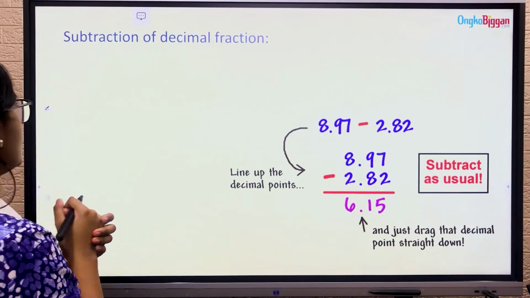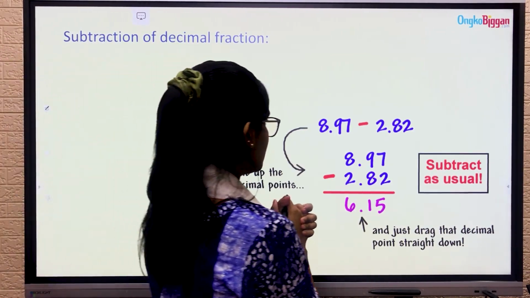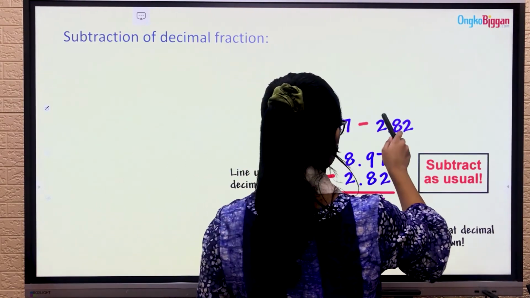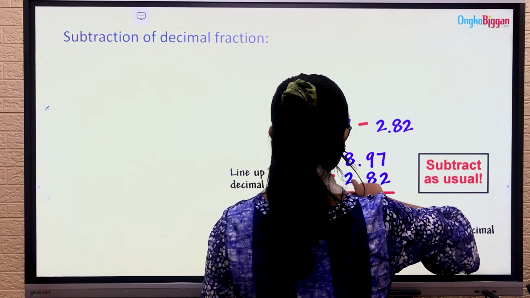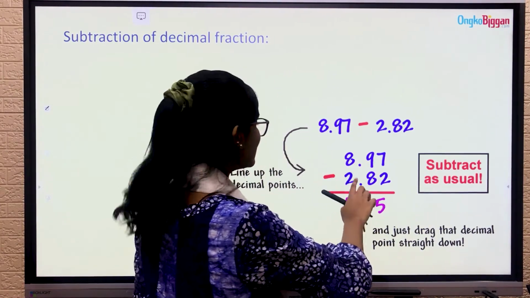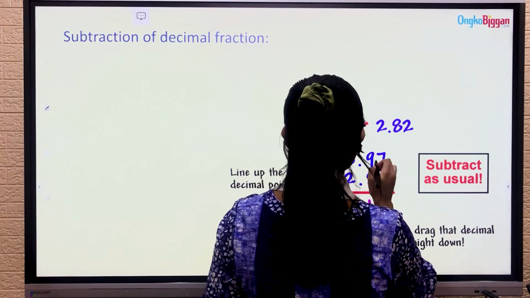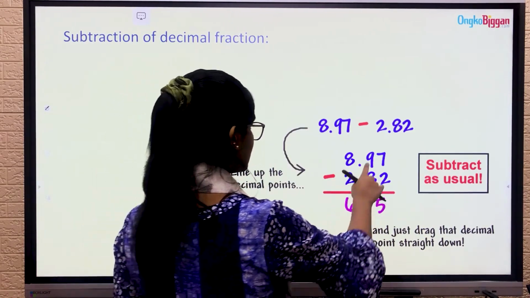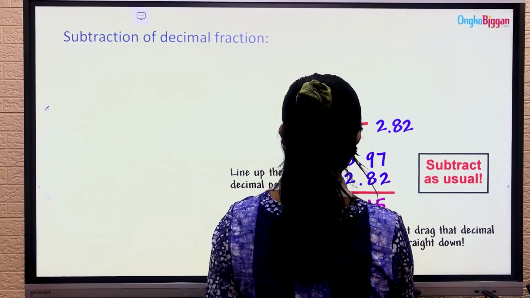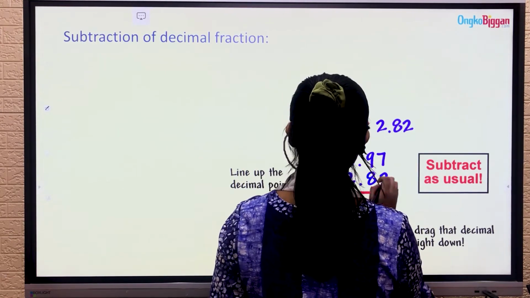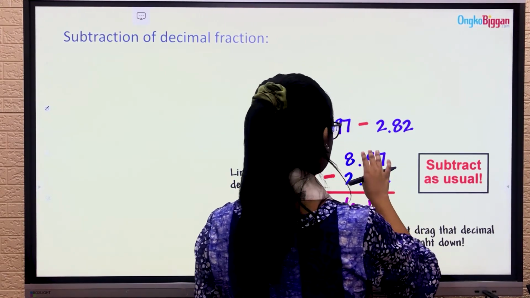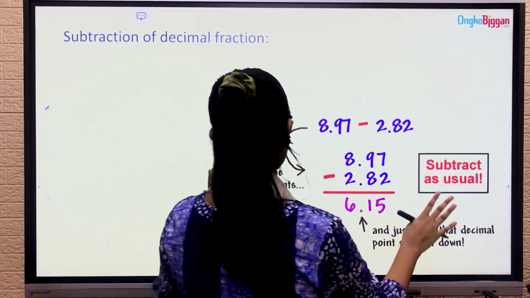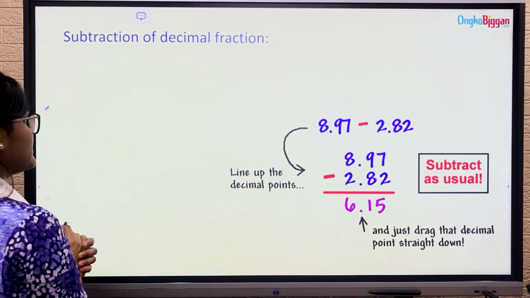Similarly, for subtraction, we will do the same thing. Firstly, we have just lined up the decimal points. In this way, 8 comes in between, and 2 comes below 8. So 2.97 and 8.2, 97 and 82. So we have just regularly subtracted. That is 7 minus 2 equals 5. Then 9 minus 8, 1. And 8 minus 2 equals 6. Since we have a decimal of 2 digits from the right, we have put it here. So it's a very easy process. In this way, we will solve subtraction as well.